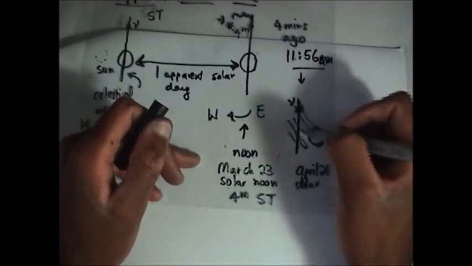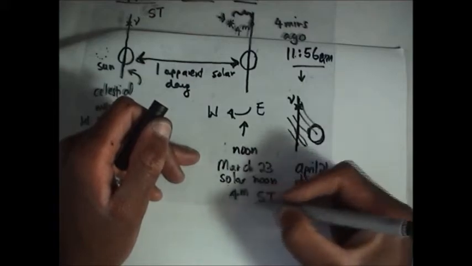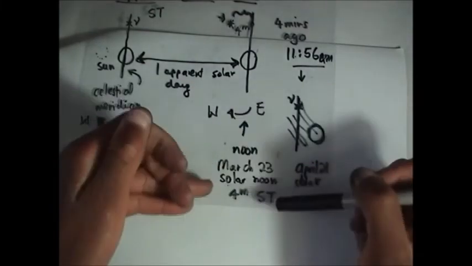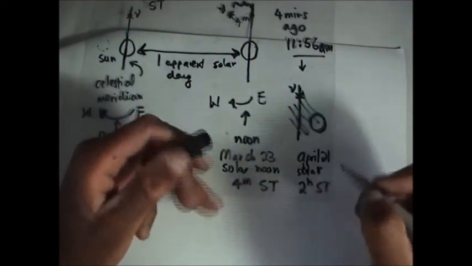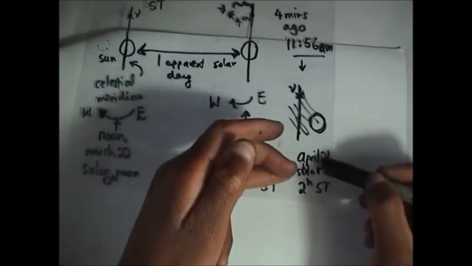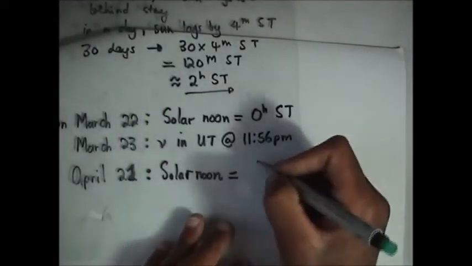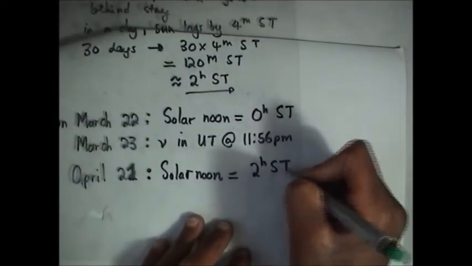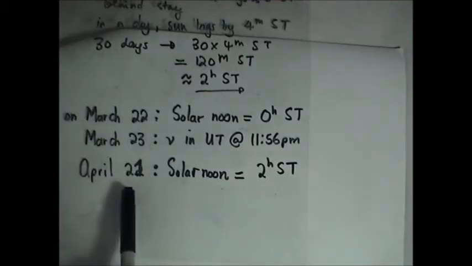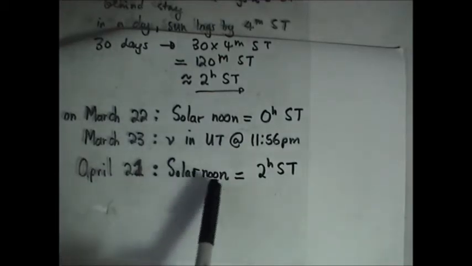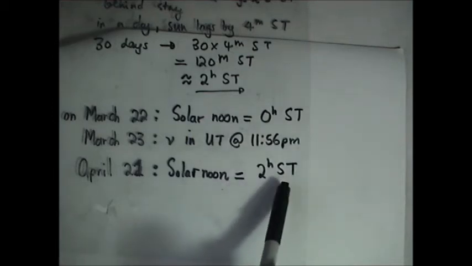But then, what happens to our sidereal clock? Our sidereal clock was gaining 4 minutes every day. So on our sidereal clock, we will now have 2 hours sidereal time, which means our solar time is now coinciding with 2 hours on the sidereal clock. That's basically what this means. So that's what happens on April 21. The solar noon will now coincide with 2 hours sidereal time, 30 days later.